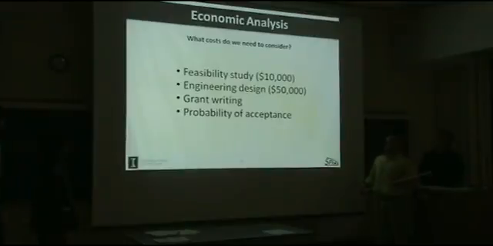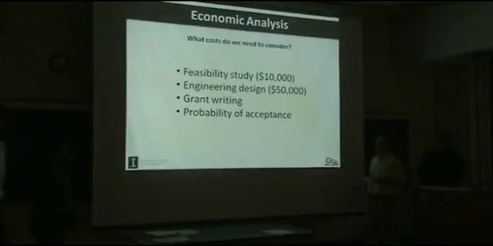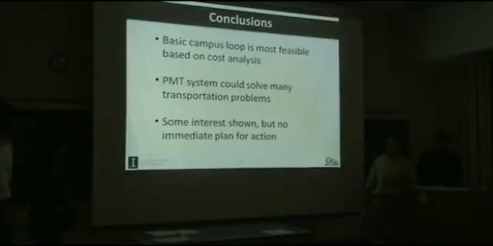What costs do we need to consider? To begin the proposal, a feasibility study costs around $10,000, and this can be done by a consulting group. Also, the engineering design portion of the project will cost around $50,000. These are averages we took from West Virginia, the Morgantown PMT. Grant writing can be done in-house to save on costs, or we can hire a consultant to help pursue that. And all these must be weighed by Ron Ballard against the probability of the project being accepted.